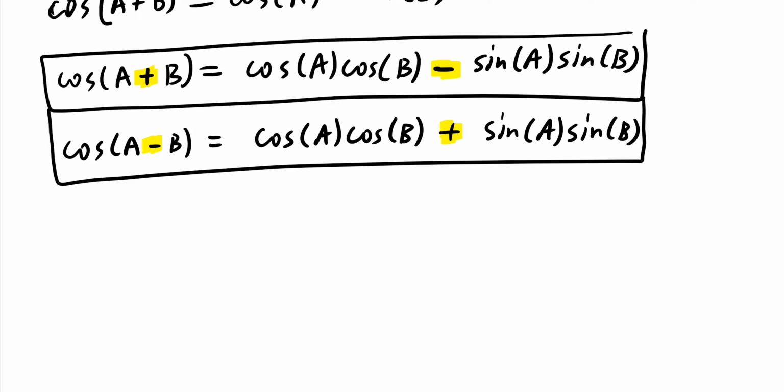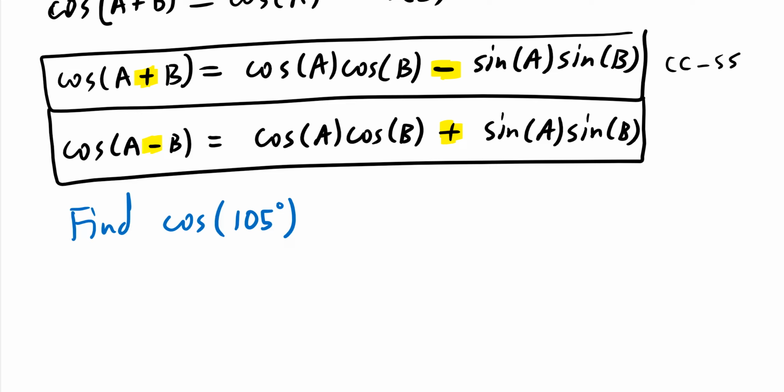Some people like to abbreviate it: cosine starts with C and sine with S, so CC minus SS, or C squared minus S squared, to make it easy to memorize. How do we apply something like this? What if someone asks you to find the value of cosine 105 degrees? How do I find this?